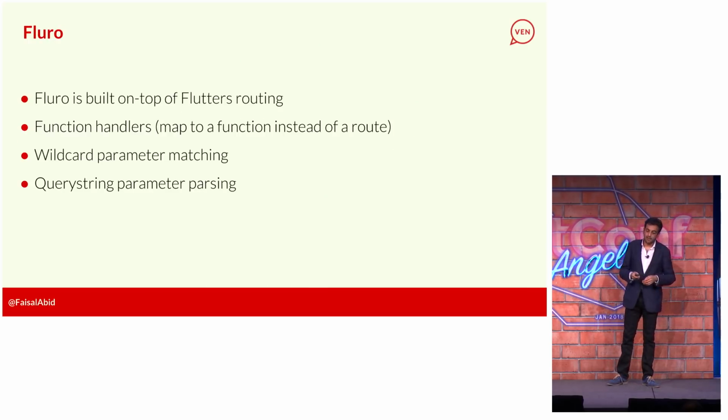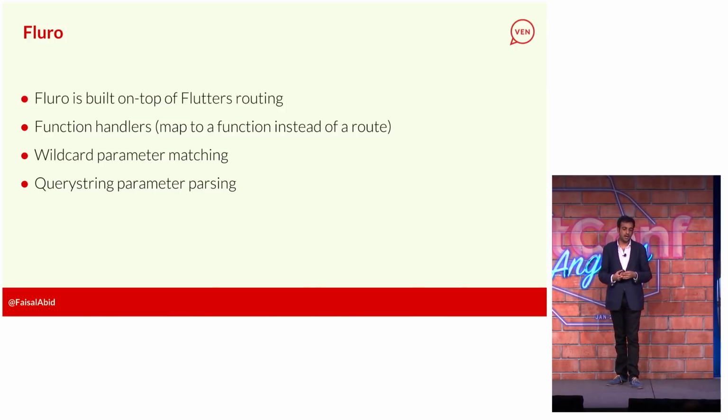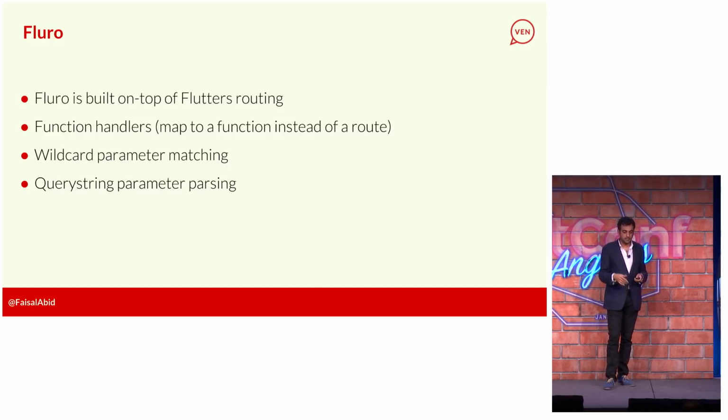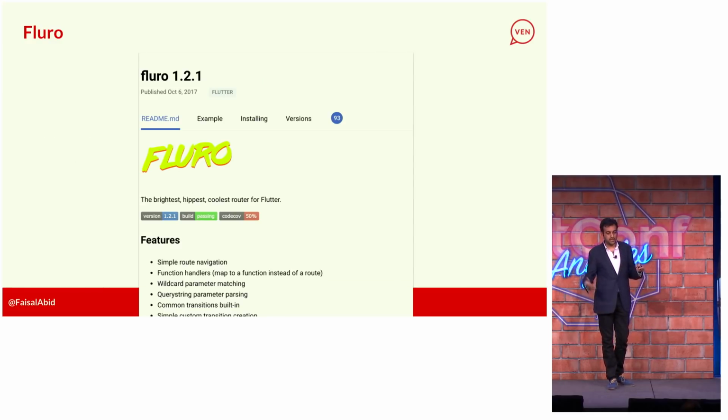And so I found a great library called Fluro, and Fluro is built on top of Flutter's routing system. What I like about it is it has these function handlers that actually pass in the arguments that I passed in the route. So then I can take those arguments and convert them or pass them into my state. And I'll show that example in a second. And so that's Fluro. That's the cool logo there.